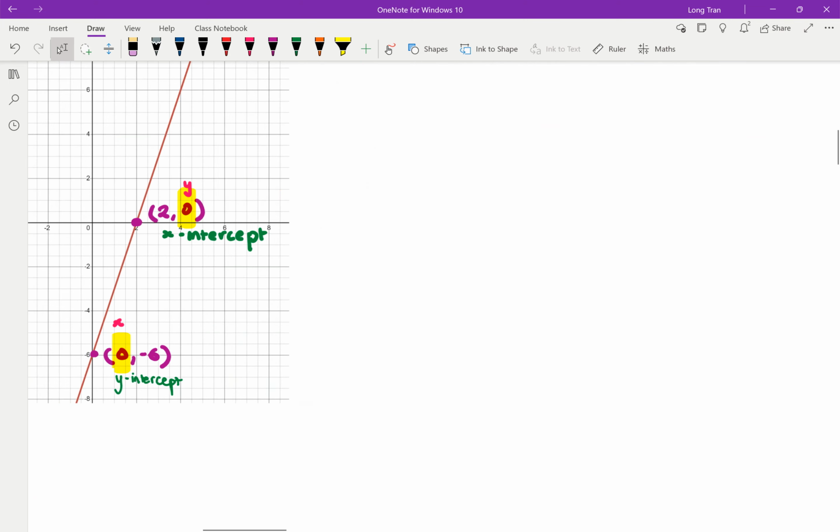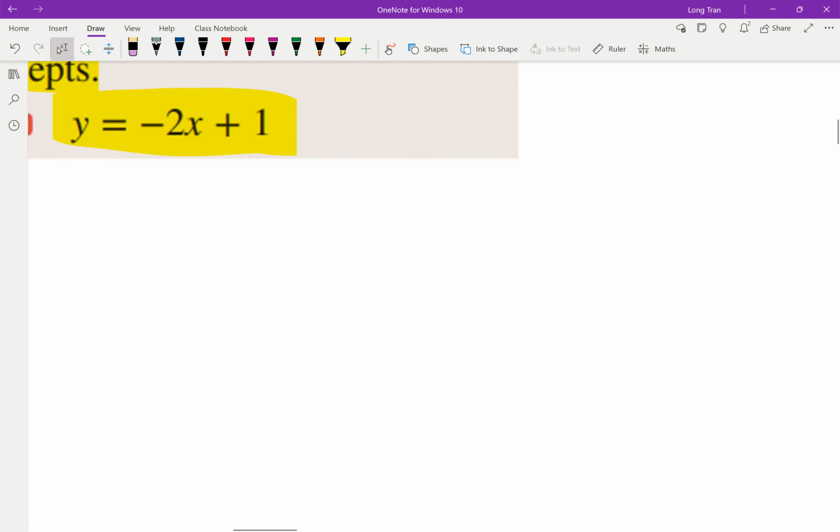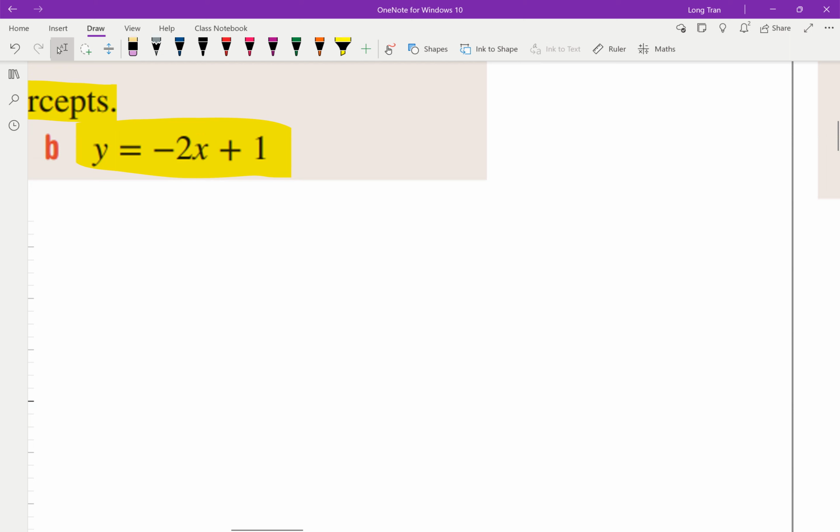Okay, so I'm going to do another example just so that it's more straightforward and quick for you here. So let's have a look here. You now have, so part B, y is equal to negative 2x plus 1. So this time I'm not going to sketch it on Desmos. We're going to try to find the x-intercept and y-intercept first. Okay, so the x-intercept.